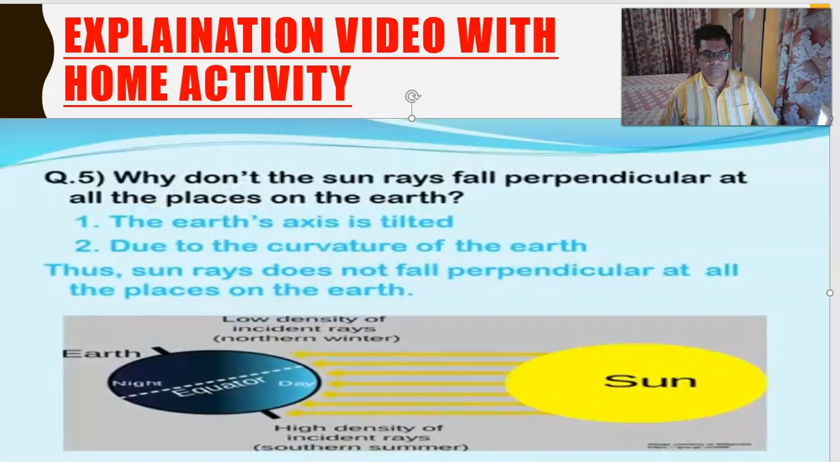The next question is, why don't the sun rays fall perpendicular at all the places on the Earth? There are two reasons behind this. The Earth's axis is tilted, making an angle of 23.5 degrees. The other reason is the curvature of the Earth. The curvature means the circular shape of the Earth. Because of these two reasons, the sun rays do not fall perpendicular at all the places on the Earth.